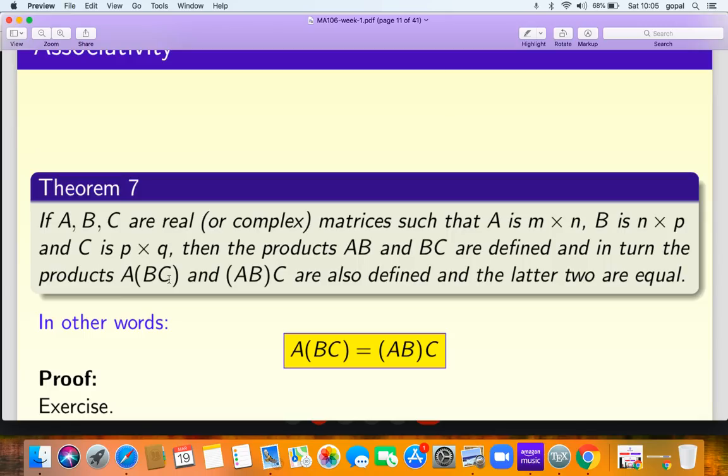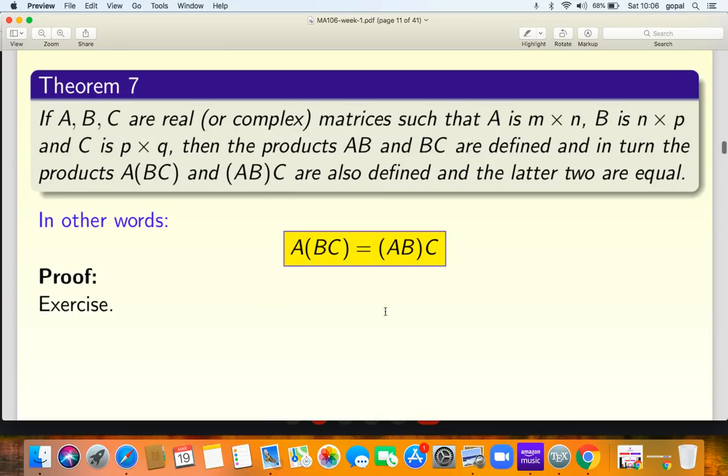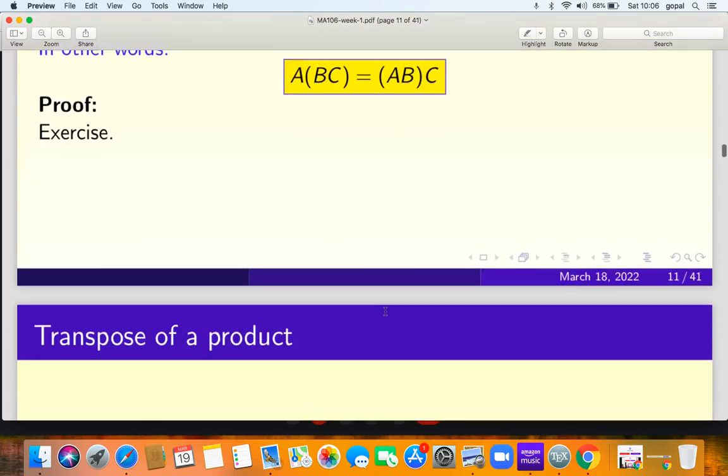So first of all, at least in size, A times BC and AB times C have the same size. Not only do they have the same size, these matrices are equal. In other words, matrix multiplication is associative. This is a very pleasant feature of matrix multiplication. The associativity is easy to check. We leave it as an exercise.